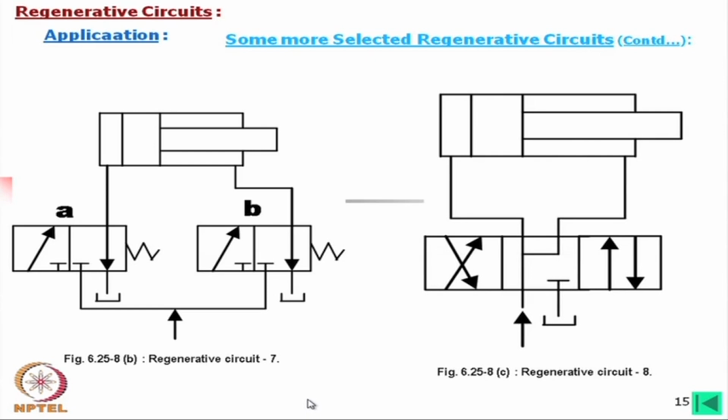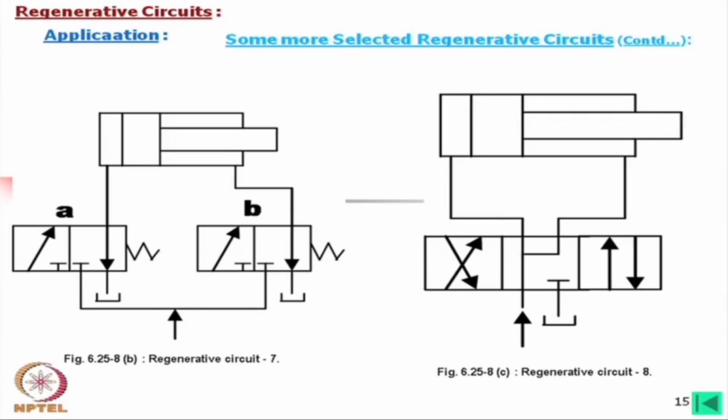Now, we are taking another circuit. In that case, what we have taken? This is a 4/3 valve, but the center is specially connected. This is neither closed center nor open center. Only thing, the tank side is closed and the other is as if showing the regenerative path.